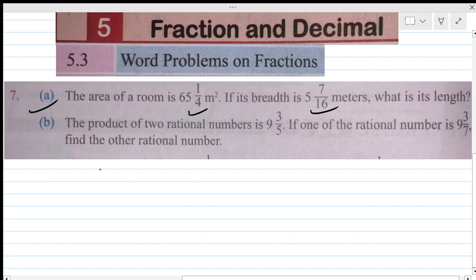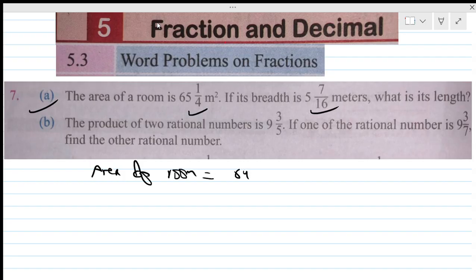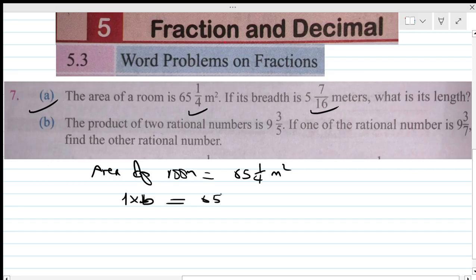So here area of room is given as 65 whole number 1 by 4 meters square, and we already know that area of room is the product of length and breadth. So L into B equal to 65 whole number 1 by 4 meters square. Between length and breadth, we are given breadth 5 whole number 7 by 16 meters. So length into 5 whole number 7 by 16 equals 65 whole number 1 by 4.